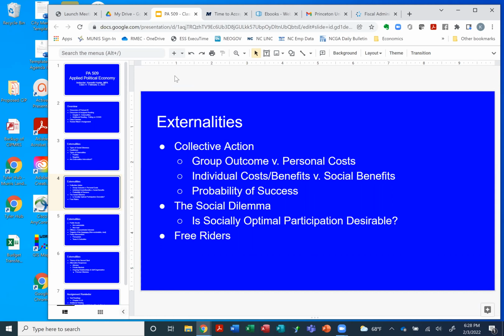So it's not just that. So people have to weigh their personal cost with respect to the value of the group outcome. What's an example of that?